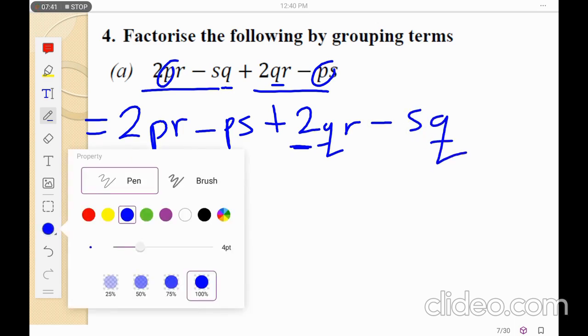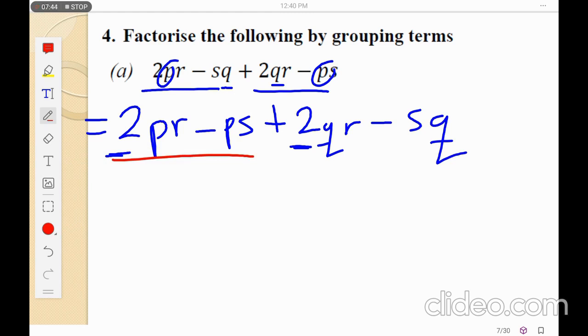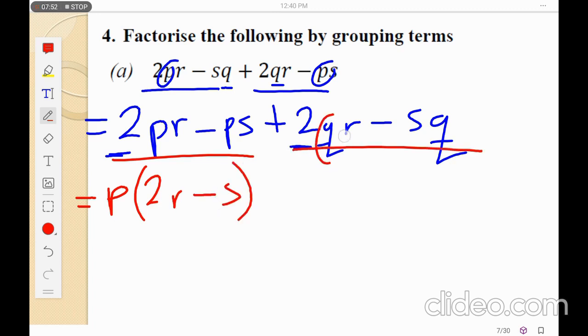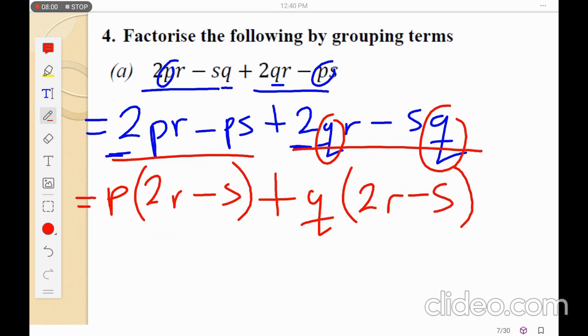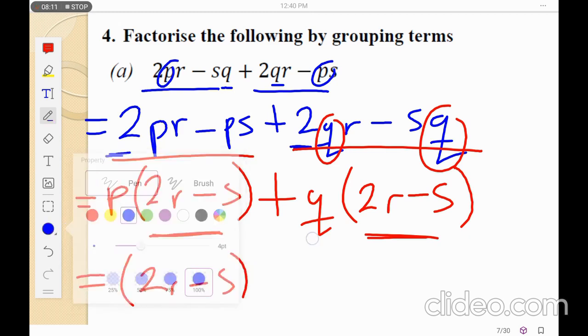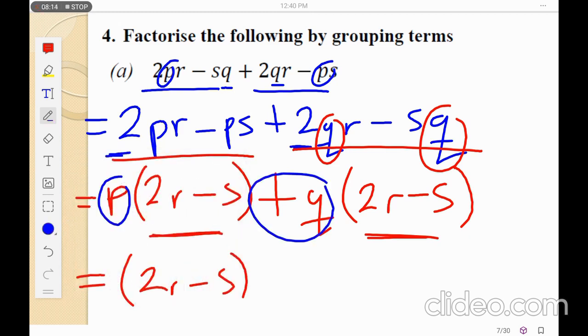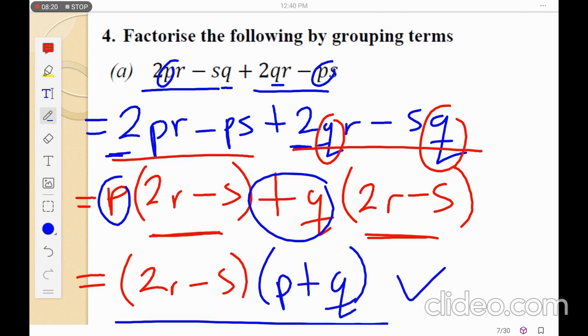Now we can factorize this part here. We've got a common factor p, so I've got p outside, and I'll remain with 2r minus s. Then on the second one here, I've got a q, which is a common factor, so I'll take plus q, and I'll remain with 2r minus s. And you find out this bracket is similar to this bracket. So at the end of the day, if I factor out, I'll take this bracket first and write it as 2r minus s. Then what is outside here, these p and plus q, I'll take them as they are. I have p plus q. This becomes my answer. This is how we factorize that one.